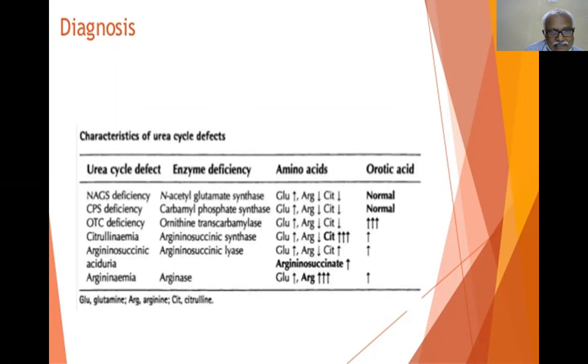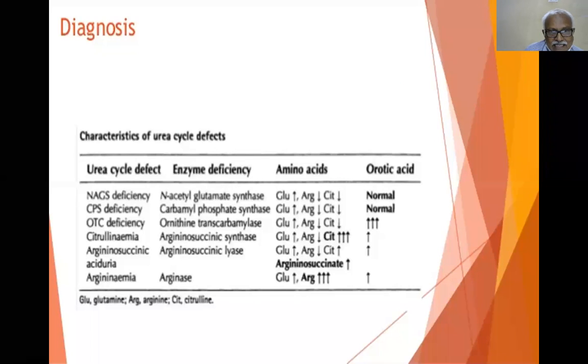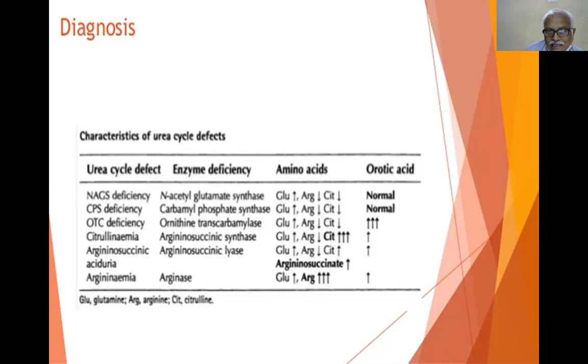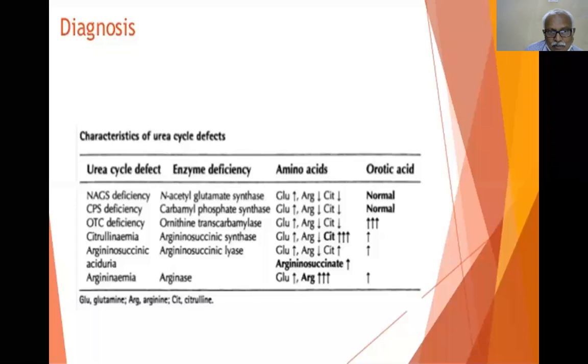Characteristics of urea cycle defects. NAGS deficiency, the enzyme deficiency is N-acetyl glutamate synthase. Glutamate will be increased, arginine will be decreased, citrulline will be decreased. Orotic acid is normal. CPS deficiency, carbamoyl phosphate synthase deficiency: glutamate will be increased, arginine decreased, citrulline decreased, orotic acid normal. OTC deficiency, ornithine transcarbamylase enzyme deficiency: glutamate increased, arginine decreased, citrulline decreased, and orotic acid highly increased.